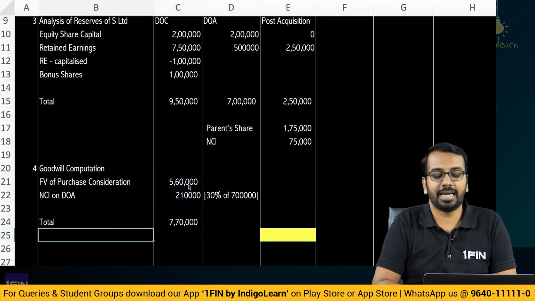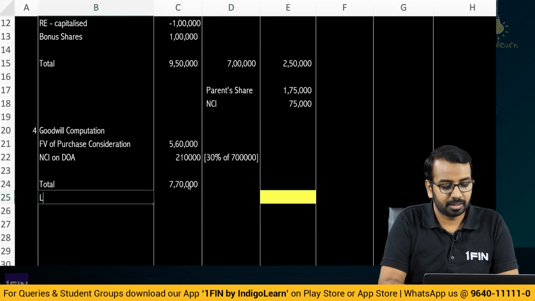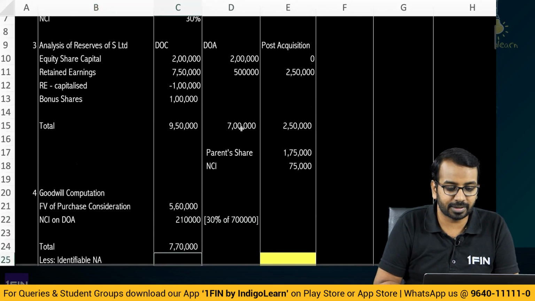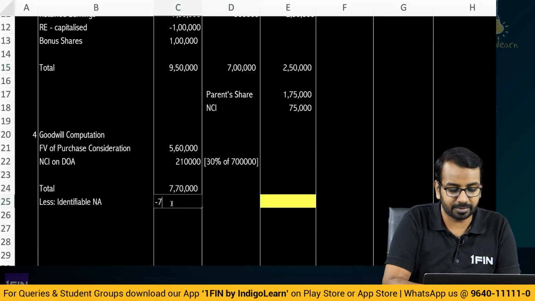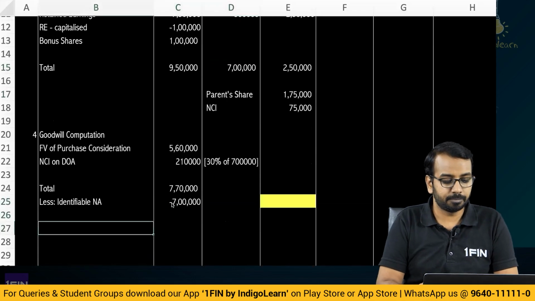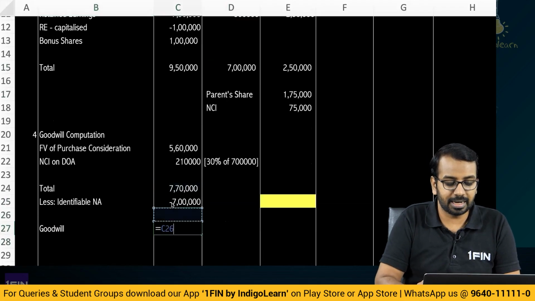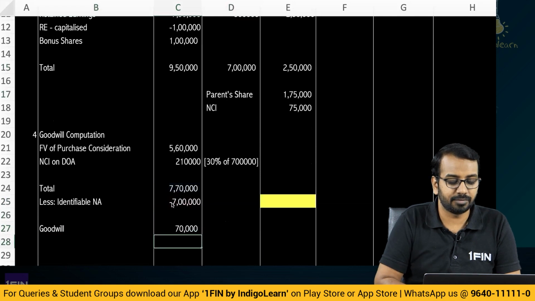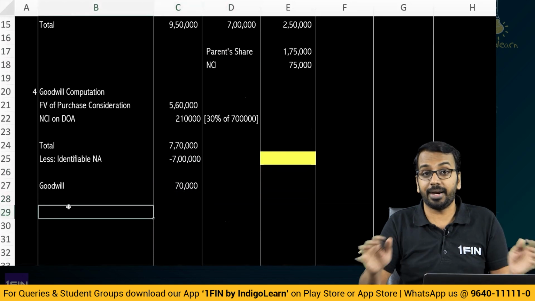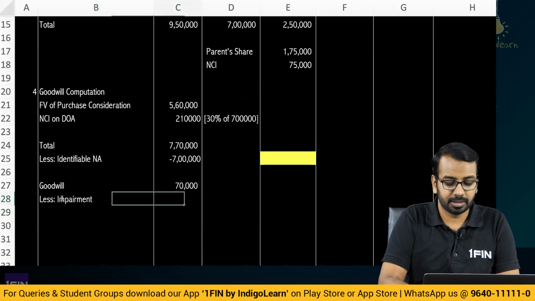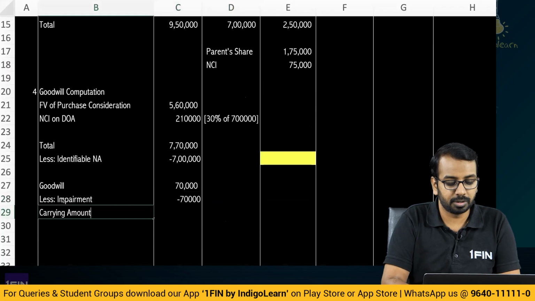Okay. So, total becomes 560 plus 210, 7,70,000, less identifiable net asset. What is the identifiable net asset? Identifiable net asset is what we have calculated here, 7 lakhs. So, you will say minus 7 lakhs, right. So, goodwill is 7,70,000 minus 7 lakhs, we get 70,000. Now, this goodwill is fully impaired as per the question. So, you would say less impairment 70,000, carrying amount will be 0.